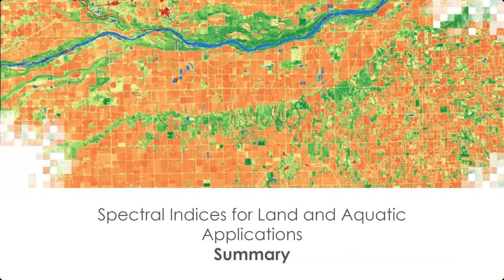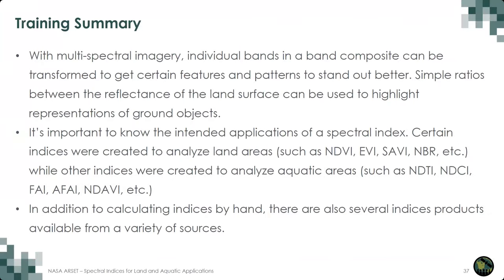And now to summarize the spectral indices for land and aquatic applications training as a whole. With multispectral imagery, individual bands in a band composite can be transformed to get certain features and patterns to stand out better. Simple ratios between the reflectance of the land surface can be used to highlight representations of ground objects. It's important to know the intended applications of a spectral index. Certain indices were created to analyze land areas, such as NDVI, EVI, SAVI, NBR, and more, while other indices were created to analyze aquatic areas, such as NDTI, NDCI, SAI, AFAI, NDAVI, and even more. In addition to calculating indices by hand, there are also several index products available from a variety of sources.